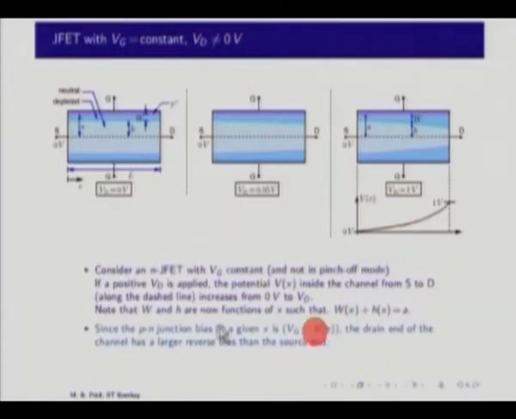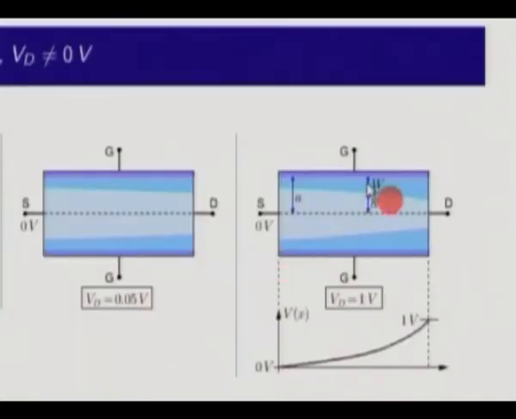Consider an engine. So this we have already discussed. In this, it's important to note that W and H are now functions of X, right, in this figure. Let me expand it again. So the W here is that much, W here is that much, and similarly H will change. So W and H are both functions of X now, it depends on where you are in the channel, but W plus H will always be equal to A, that is what we are saying here.